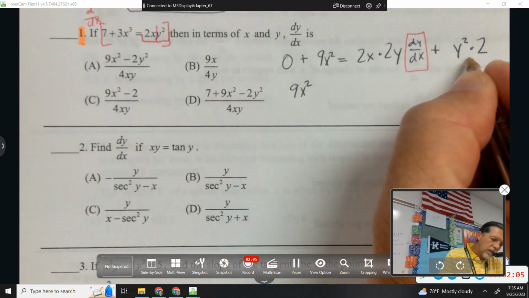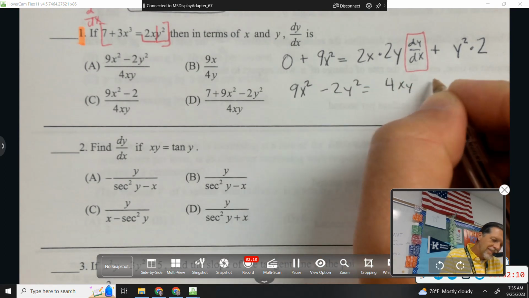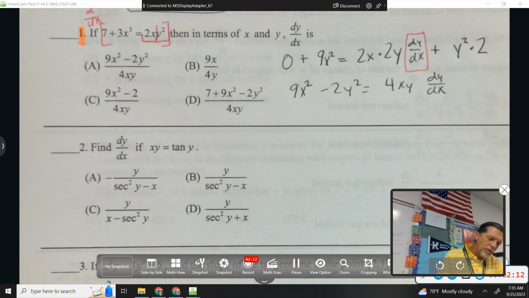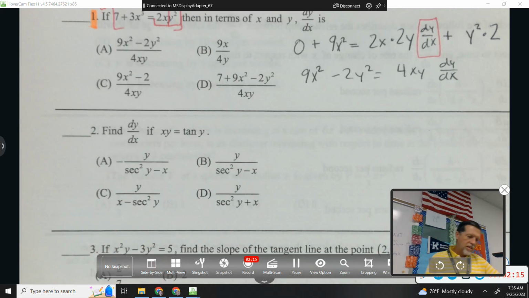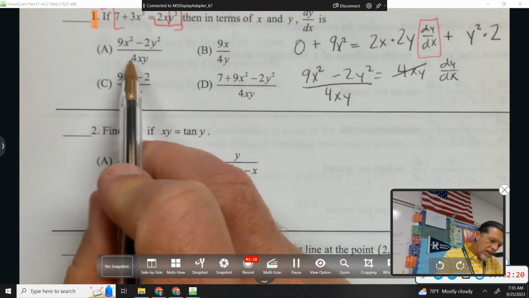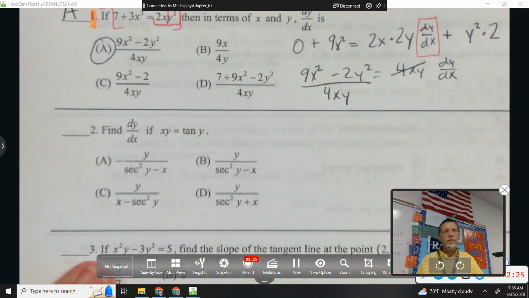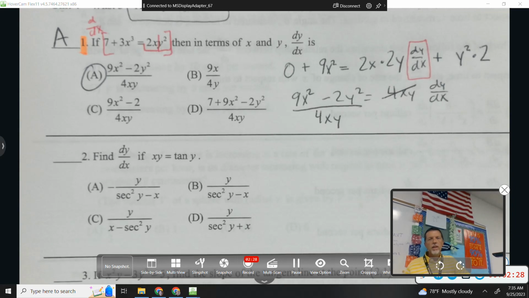9x squared minus 2y squared equals 4xy dy dx. So divide by 4xy. And there's my answer choice, letter A. Again, that's the most straightforward, easiest question we could ask from this unit. I mean, I had a product rule in there, but you got to be able to do a little bit here.